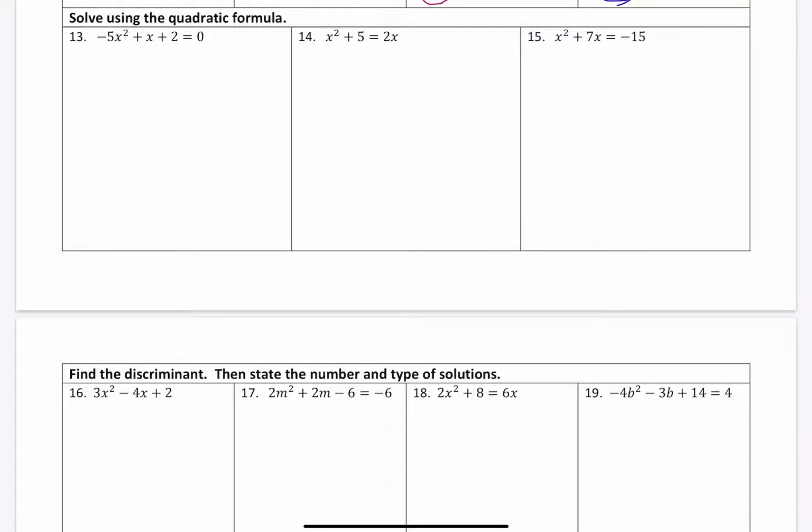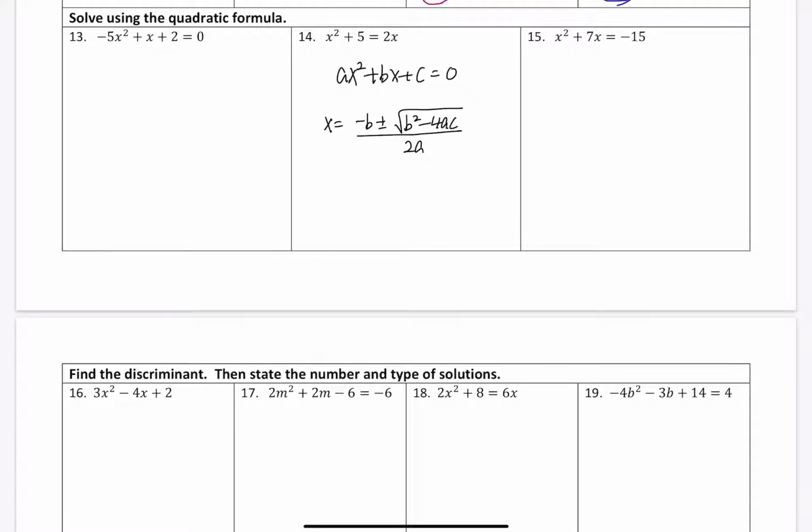Number 13, solve using quadratic formula. Quadratic formula is x equals negative b plus minus square root of b squared minus 4ac over 2a. But you have to start from standard form, ax squared plus bx plus c equals 0.